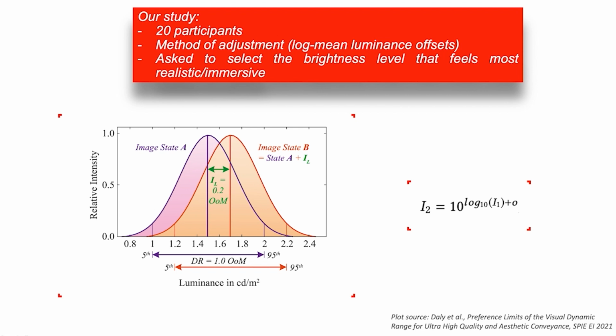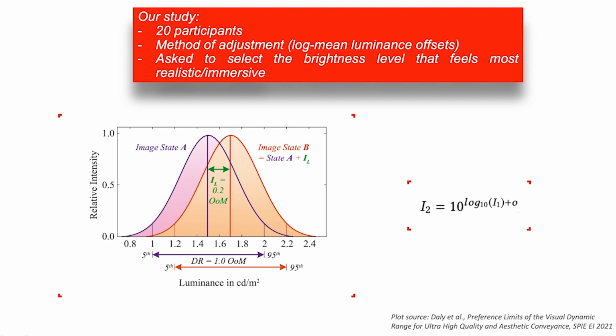They used a method of adjustment procedure, which is actually analogous to the one used in the Dolby study, and it's illustrated here with this figure from the Dolby paper. The adjustment of luminance is done with a log mean luminance offset. What this accomplishes is that it keeps the contrast of the image static, while just making it dimmer or brighter.